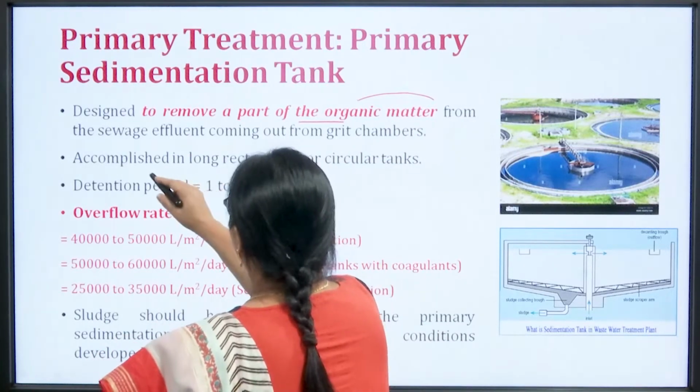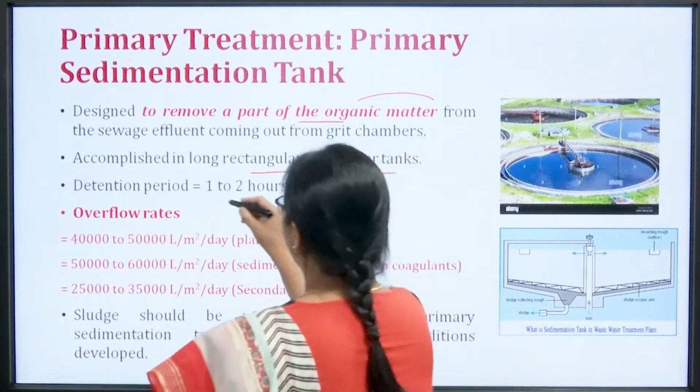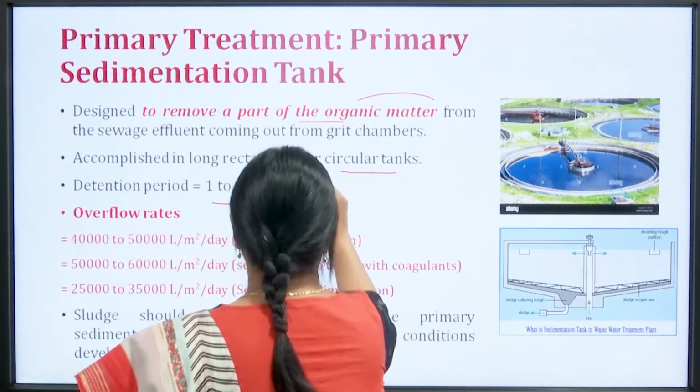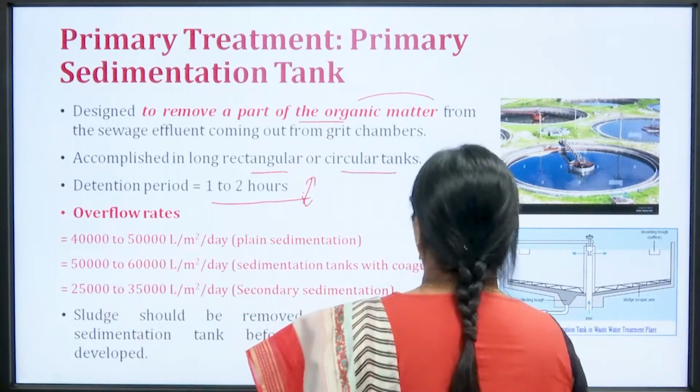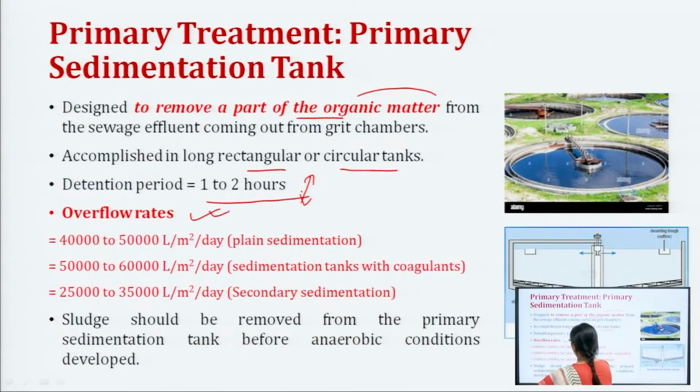They are generally built as either rectangular or circular tanks. The detention period is around 1 to 2 hours, which is very high compared to grit chambers, where it was only 2-3 minutes. These are the overflow rates. For plain sedimentation, it is around 40,000 to 50,000 liters per meter square per day. For sedimentation tanks with coagulants, it is 50,000 to 60,000 liters per meter square per day, and for secondary sedimentation tanks, it is 25,000 to 35,000 liters per meter square per day.